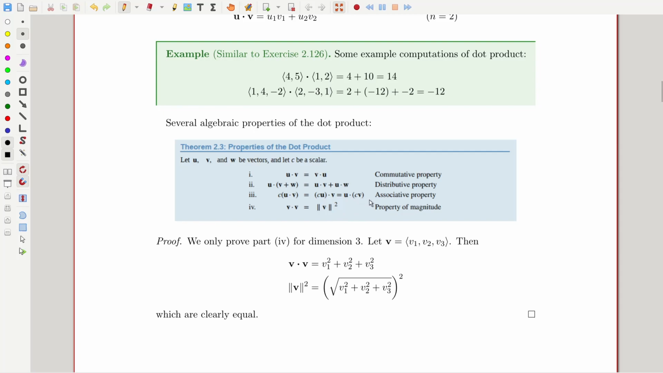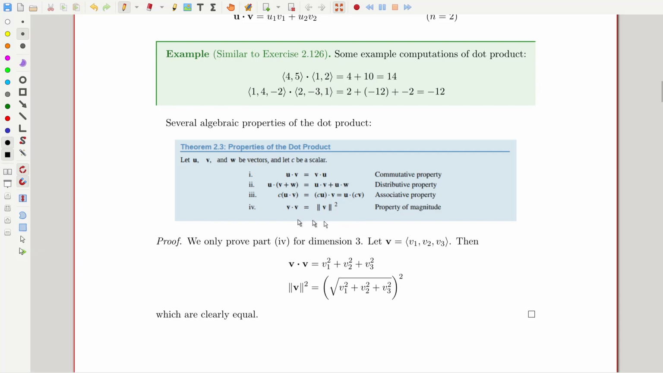So we have this associative property, which is quite nice to have, kind of a thing that we would expect our vectors to do. Okay, now the last property. So if you dot a vector with itself, that's the same as taking the magnitude of the vector and squaring it.